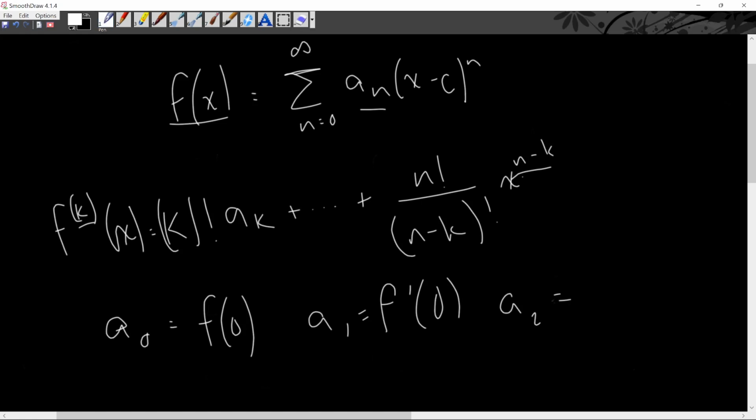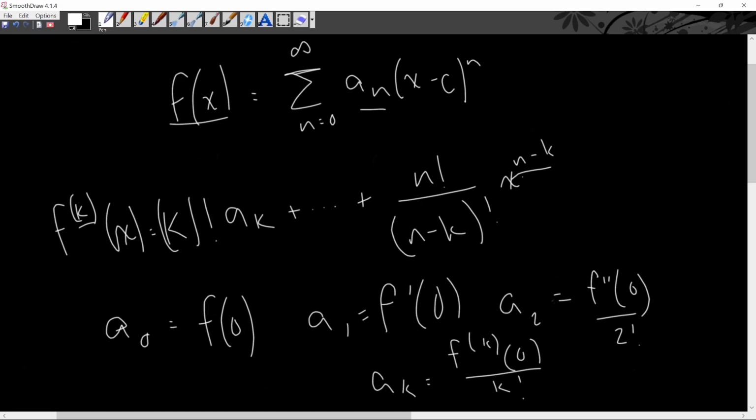So you're essentially going to have to divide to get it to cancel out, because you're saying that you are multiplying some original fraction by this. So you're going to have f double prime of 0 over 2, so 2 factorial. And as you can see, we have a new pattern. We have a sub k is equal to the kth derivative of f at 0 over k factorial.